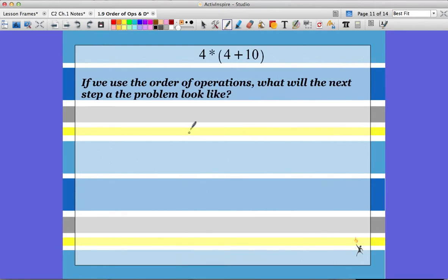All right, so now based on what we know about the order of operations, I want you to think. If we use the order of operations, what would we do next to start solving this problem?